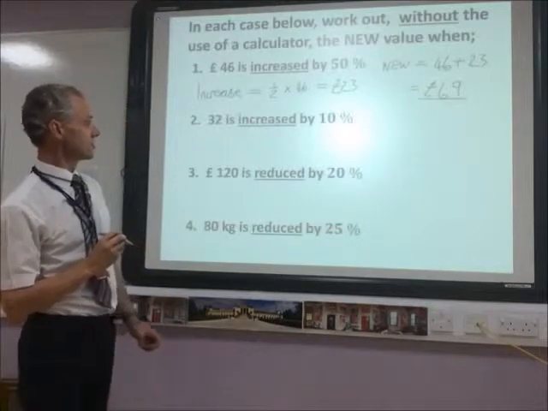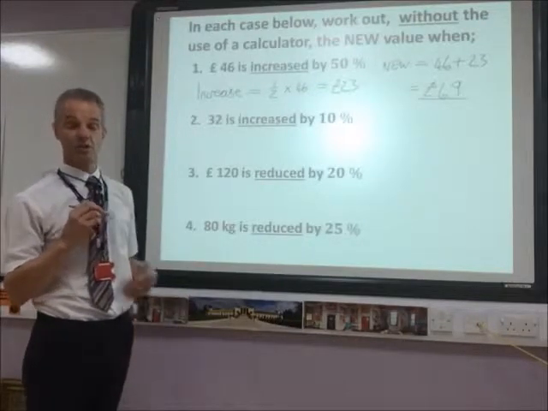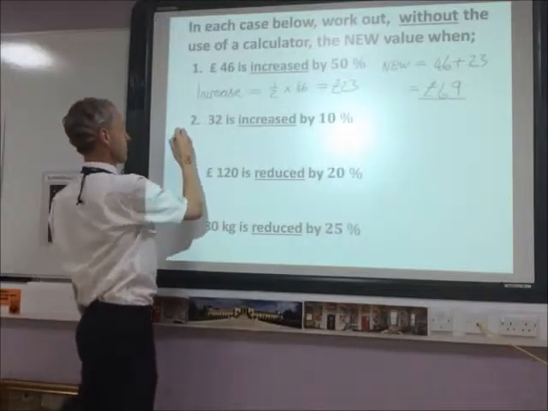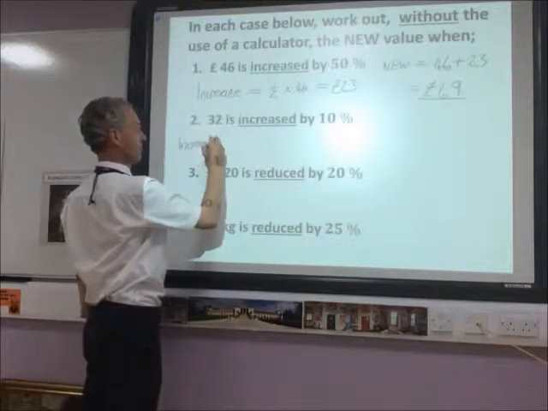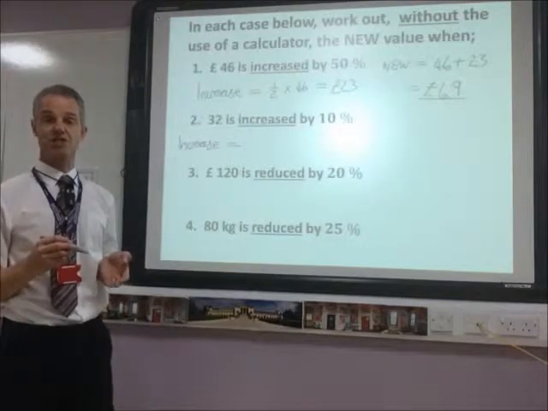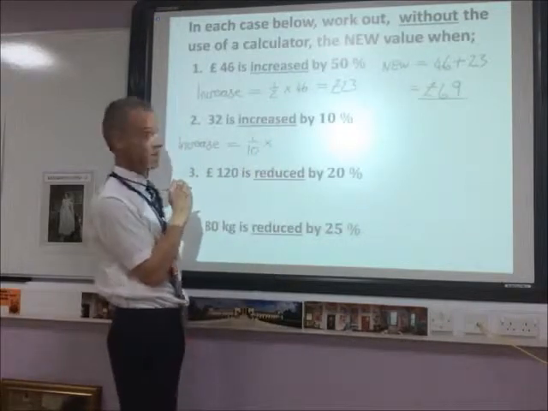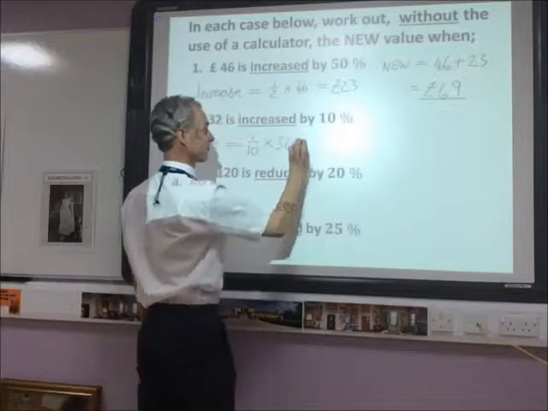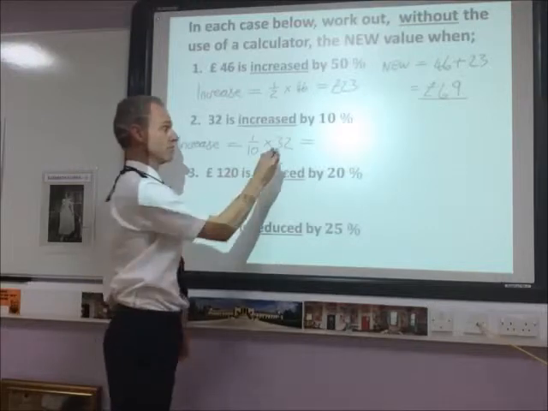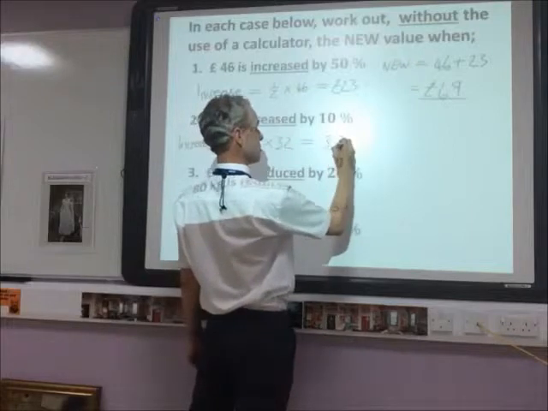Okay, on to the second one. 32 is increased by 10%. And again, remember what I'm after is the new value. I'll split it into two parts like before. So the first part, I want to know what that increase is. The increase is 10%, but we already know that 10% is the same as a tenth. So the increase is a tenth of, which is the same as times, a tenth of 32. So if I'm doing a tenth of something, which is the same as dividing by 10, all I have to do is move the decimal point one place to the left on my 32, which gives me 3.2.